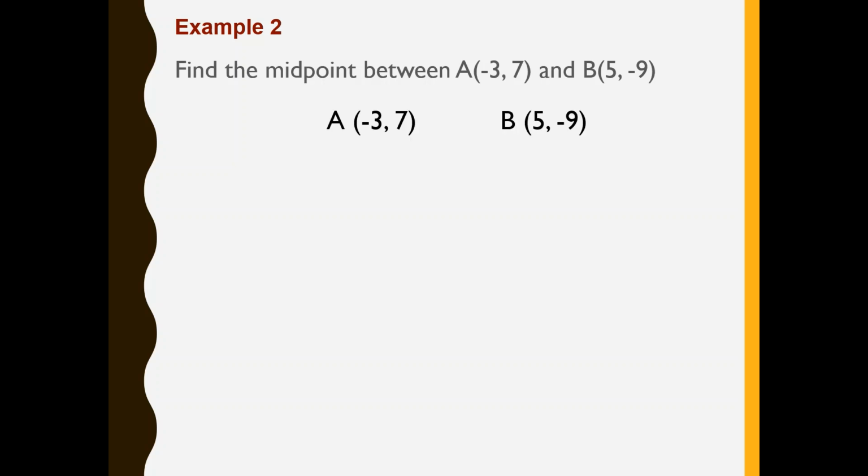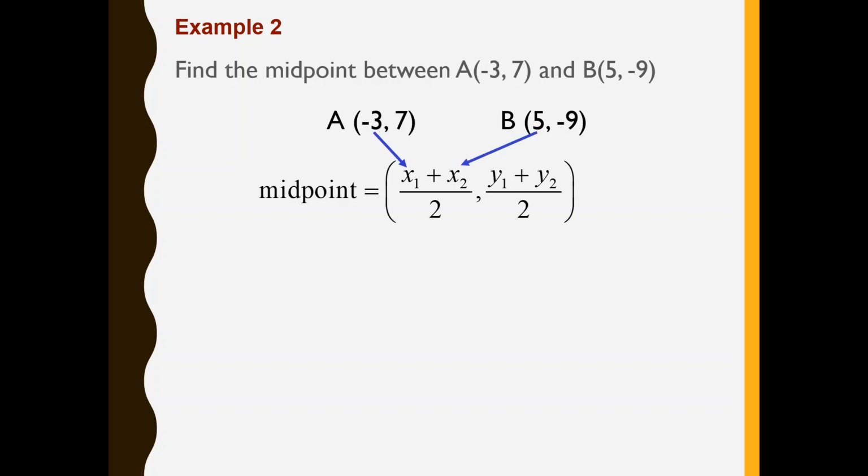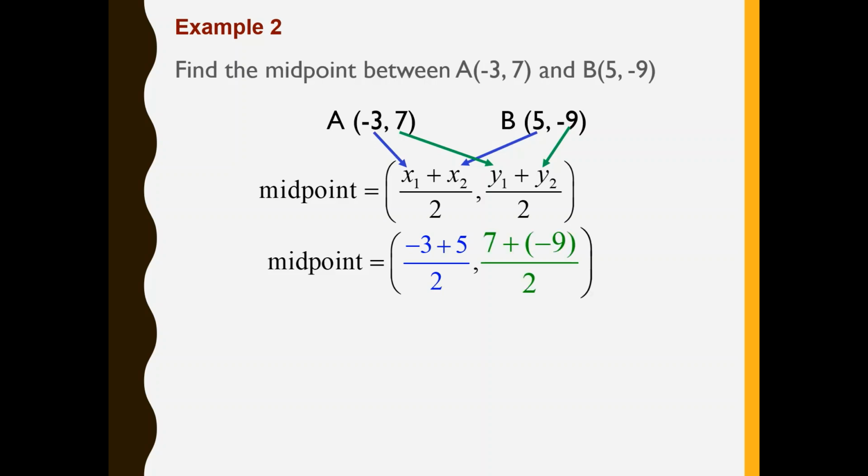Point A, point B. Here's the midpoint formula. Add up the x coordinates, divide by 2. Add up the y coordinates, divide by 2, and simplify. Here our midpoint is 1, -1.